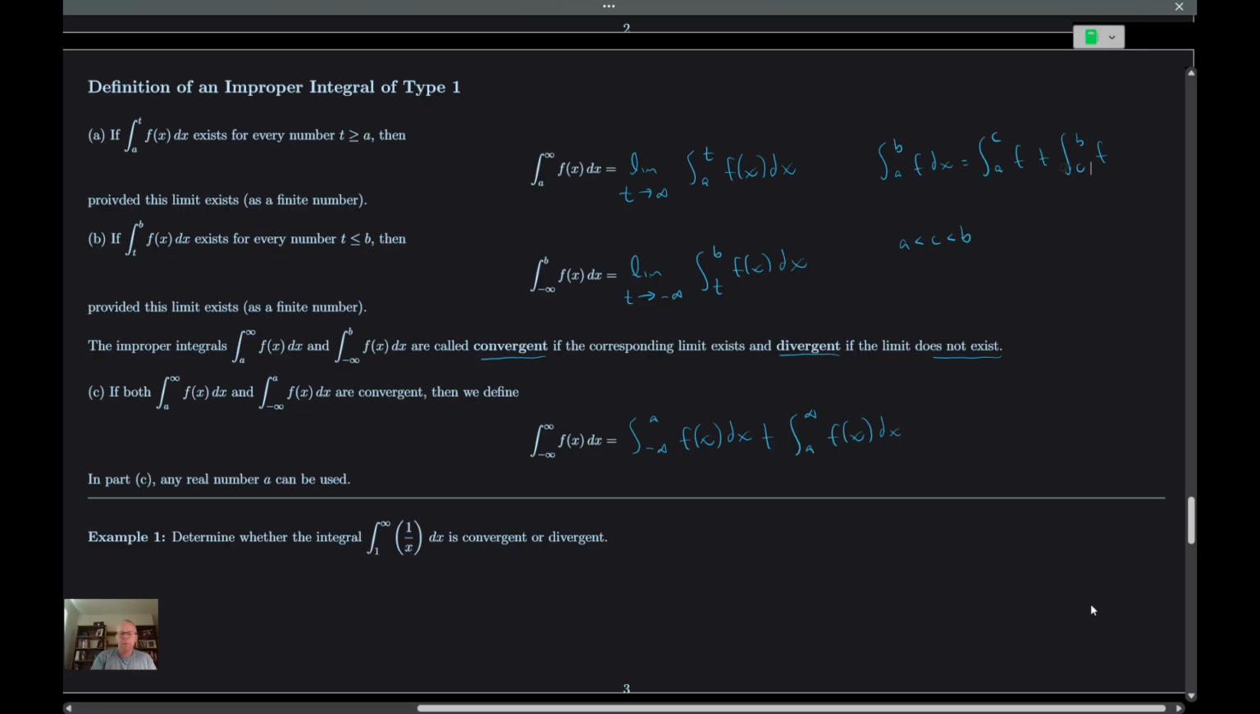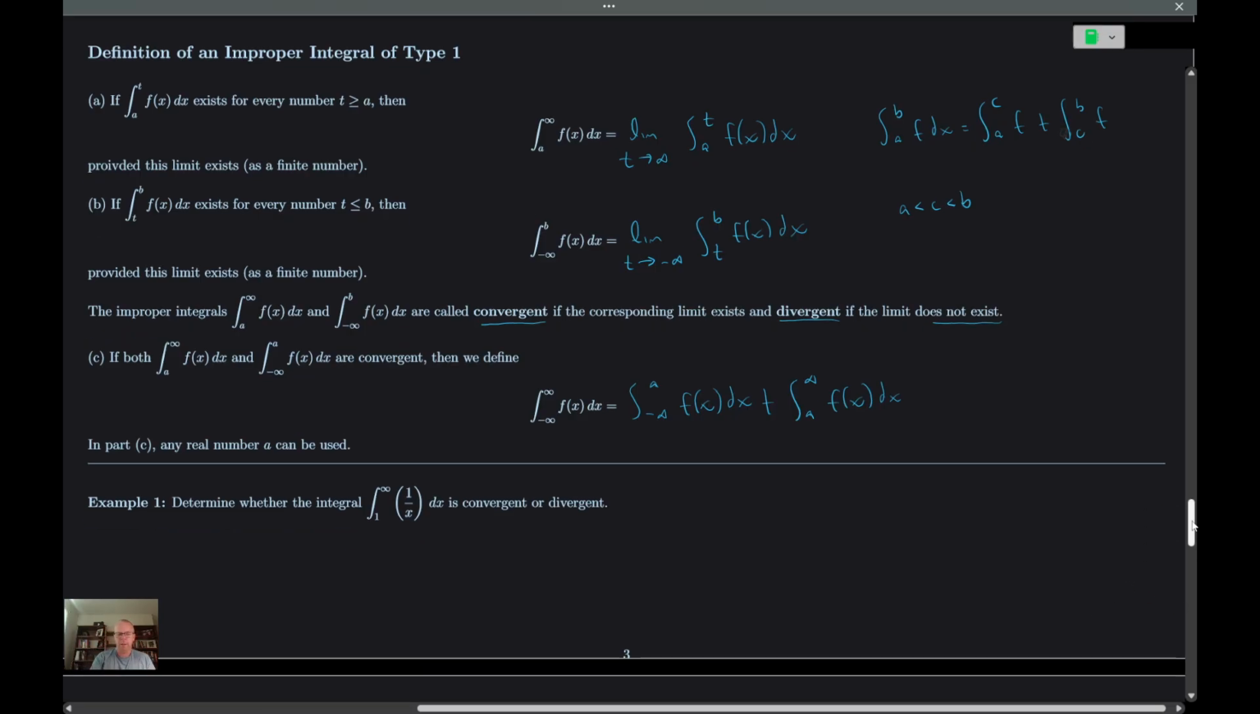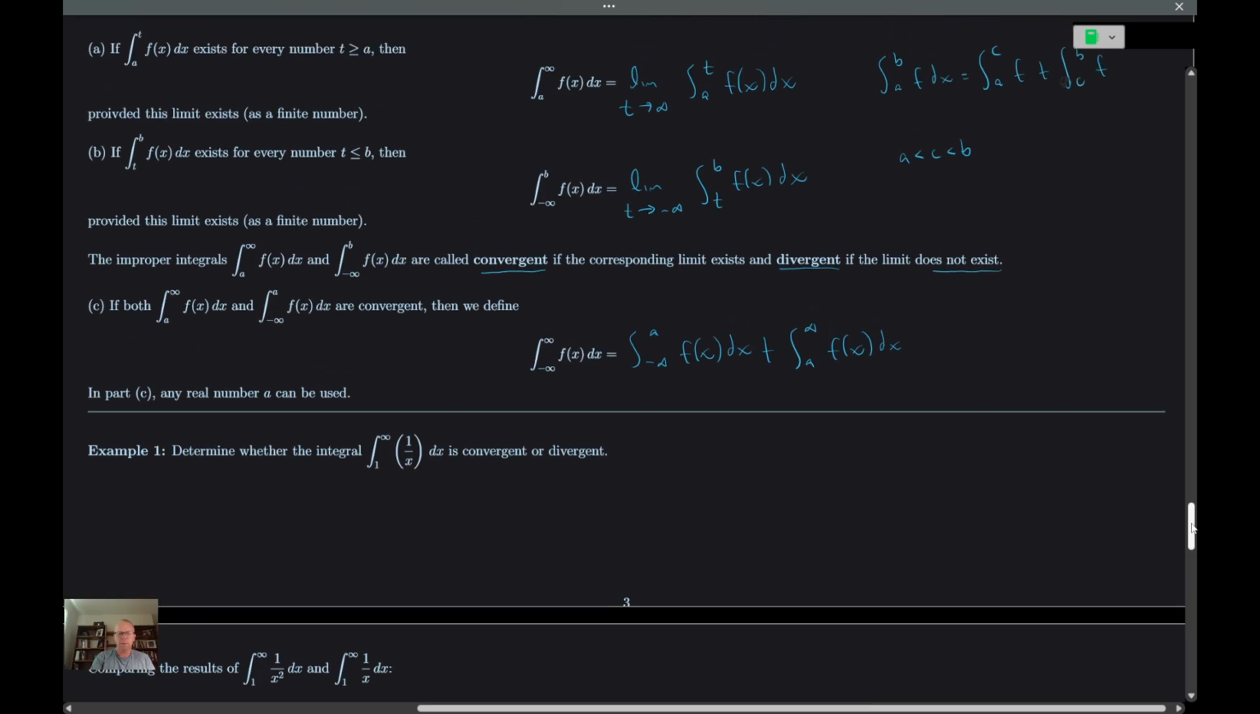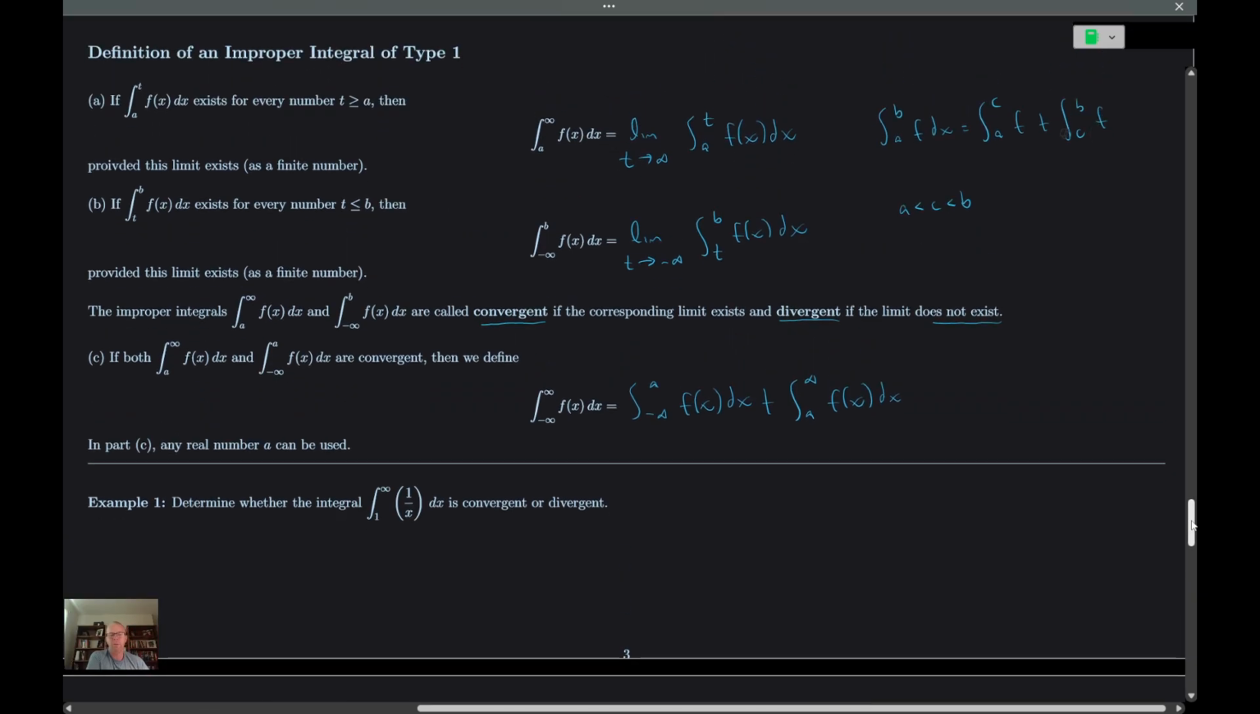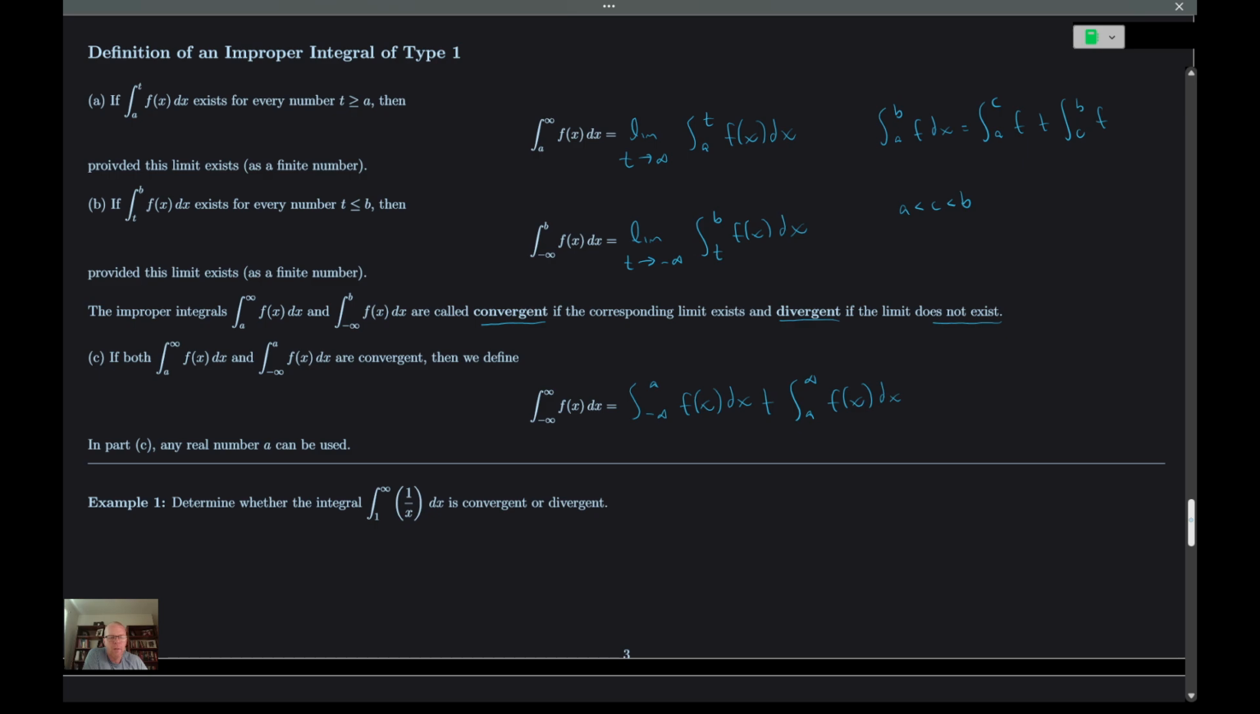Okay, so let's look at our first real example here. Is the integral convergent or divergent? So we have the integral from 1 to infinity of 1 over x. And we basically want to follow this process and see, do we get a finite number or do we get infinity? So let's use this identity here.